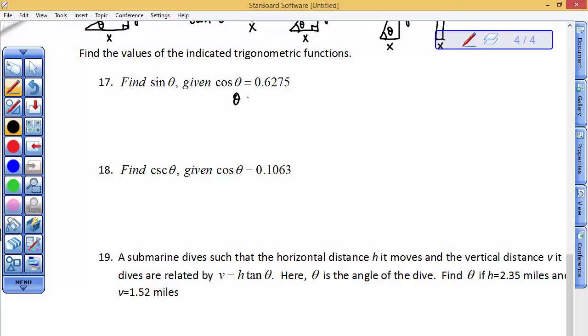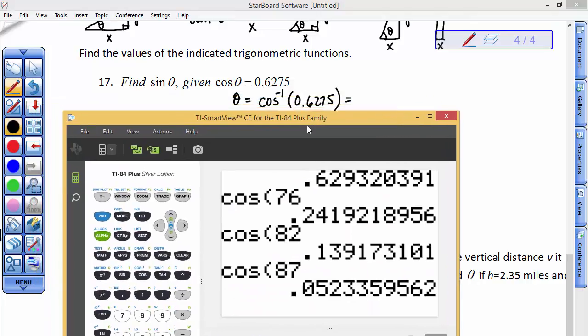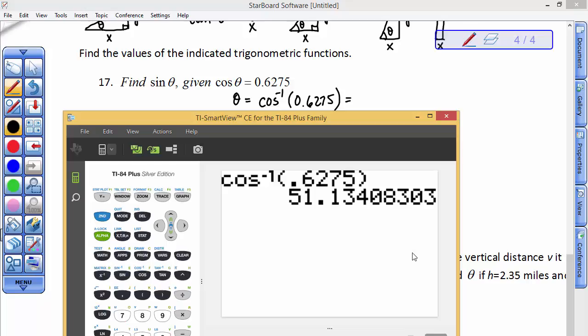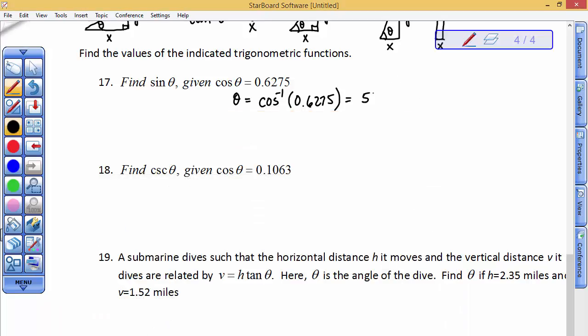So to find theta with this given information, the steps that I take with my calculator is to go second cosine 0.6275 and find out what that angle is. So second cosine 0.6275, and I find out that that's a 51 degree angle. And then the problem asks me to find the sine of theta. So now that I know what theta is, I take the sine of that 51.1 degree angle.